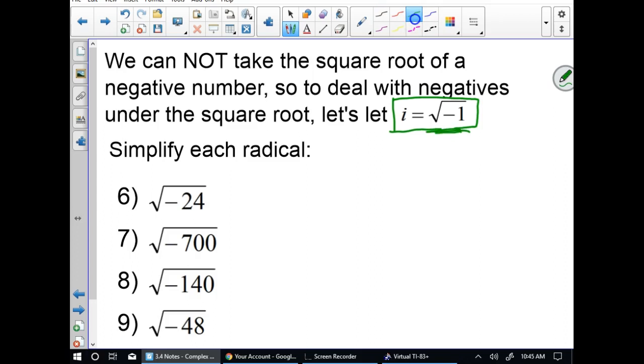All right, so because we can't deal with negatives under that square root, mathematicians have decided that instead of putting the negative under the square root, we're going to call the square root of negative 1 i. We're just going to replace it with the little cursive looking letter i. So when we see that i, it means square root of negative 1. And this way, maybe we won't have to deal with negatives underneath the square root.